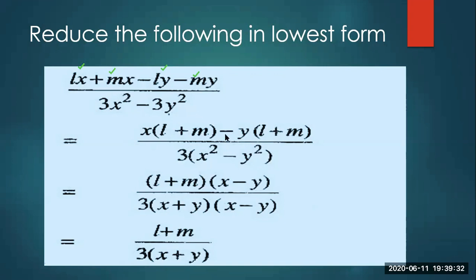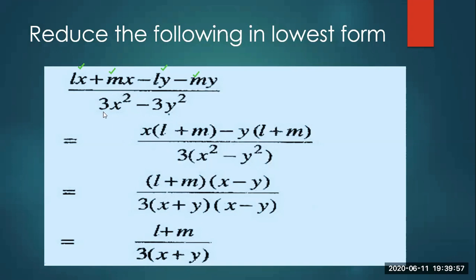Here I have taken the negative sign as common, so this negative sign will be multiplied with this minus my sign, so minus into minus becomes positive. Whenever a negative sign is multiplied with a negative sign, it becomes positive. So negative into negative becomes positive. These are the rules.